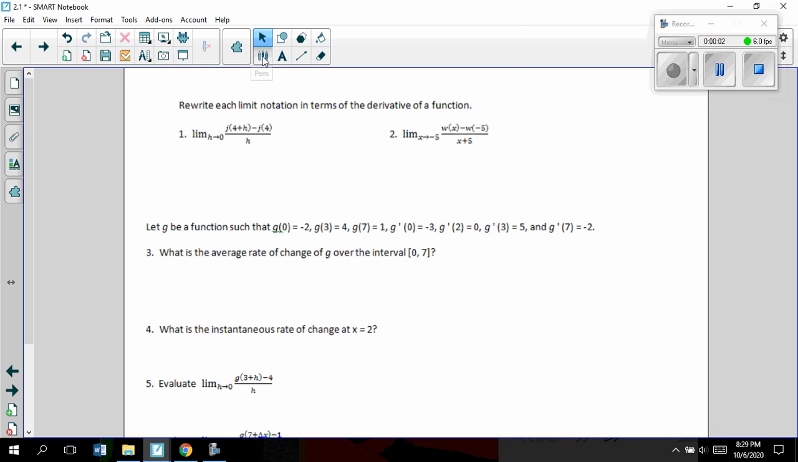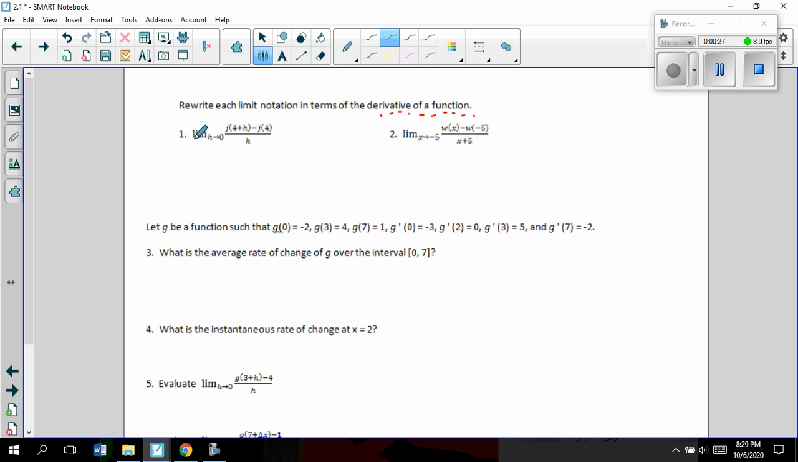We're going to start today by going over the worksheet that you were given yesterday, and making sure we understand all of these and what they're asking and how to use this limit notation. So you'll notice that this isn't saying to evaluate. I don't know what J is. I don't know what W is over here, but it just says to rewrite each limit notation in terms of the derivative of a function.